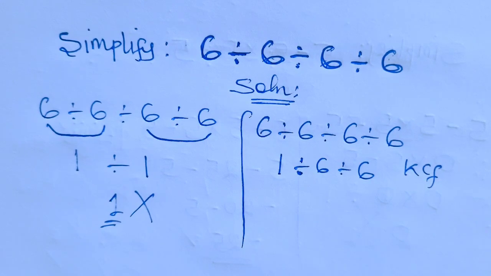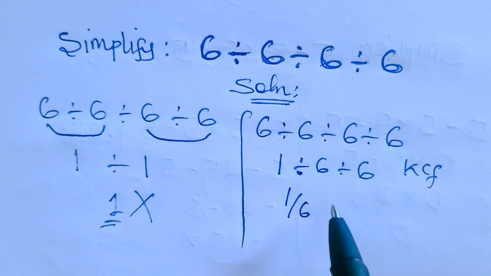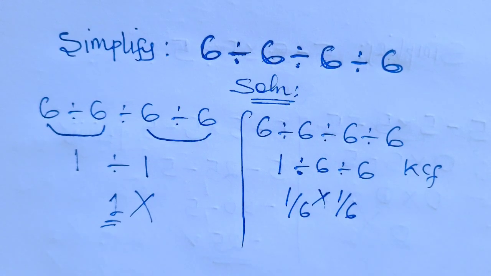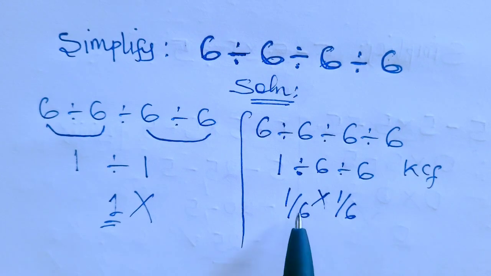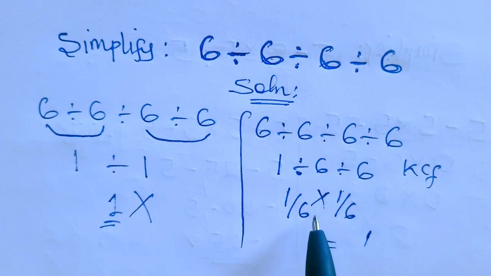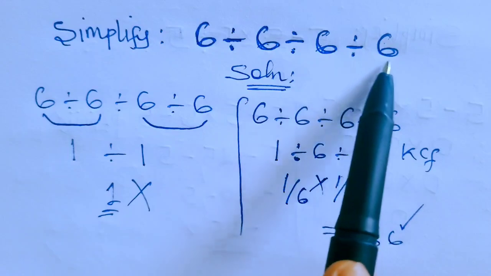What does this imply here? 1 divided by 6 can also be expressed in this form. Then what we need to do here, we are going to change this division to multiplication. Then take the reciprocal of 6 and we have 1 over 6. That means we flip this. In that case, we're going to have 1 multiplied by 1, that gives us 1. And 6 multiplied by 6, that gives us 36. And this is the correct answer to this expression right here.